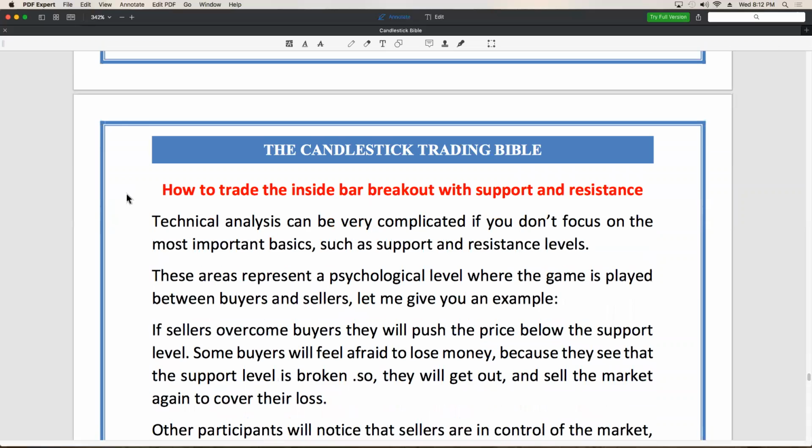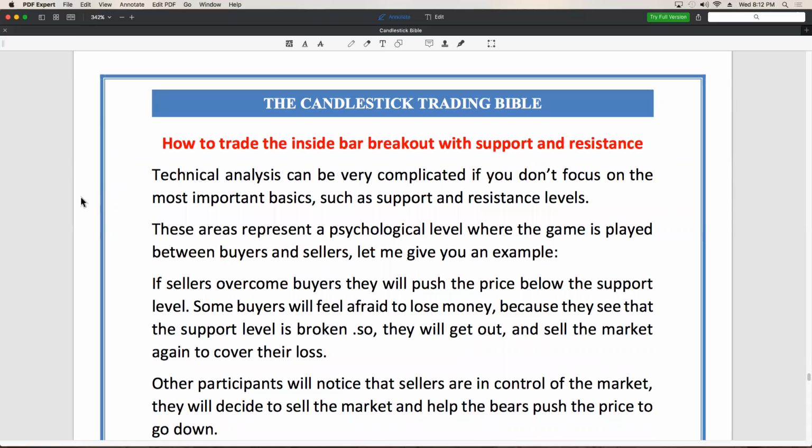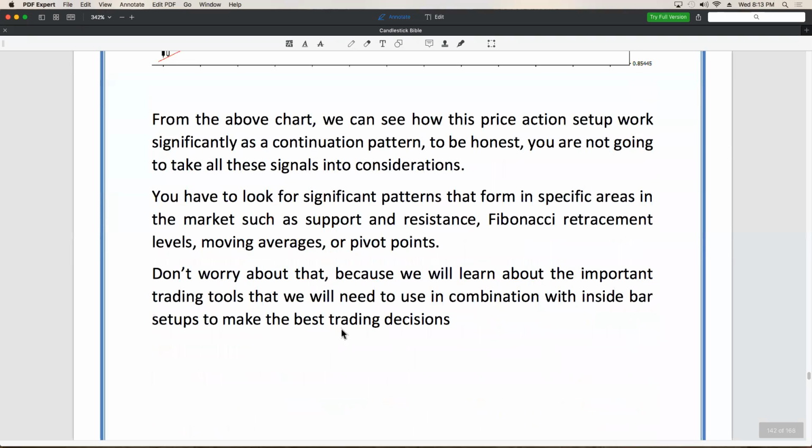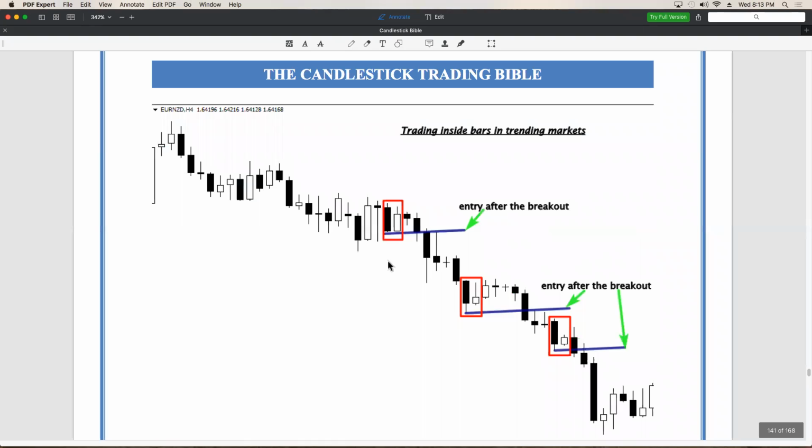So tomorrow we will cover how to trade the inside bar breakout with support and resistance. And that is so important, support and resistance. I mean, it really, really helps. So we'll talk about the inside bar breakout. And we're seeing the breakout right here. That's what we were just talking about. Get in after it breaks out. Same up here with this candlestick. After it breaks out.